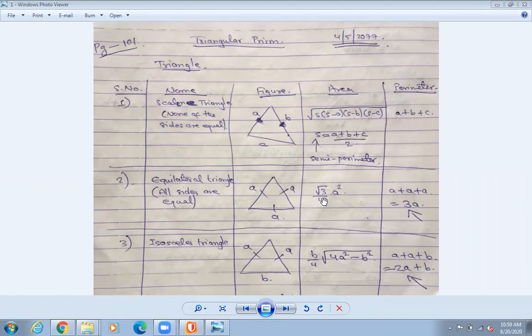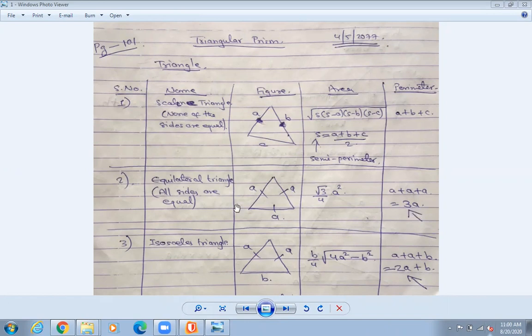Let us go to the perimeter. In case of perimeter, all the sides are equal. So perimeter means sum of all sides: a plus a plus a. There is no b, there is no c. That's why a plus a plus a. If we add 3 a's, then that is going to be 3a. This is going to be the perimeter of the triangle. So perimeter of a triangle will be 3a in case of an equilateral triangle.